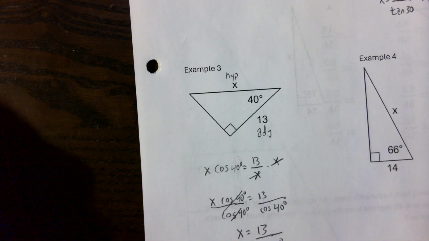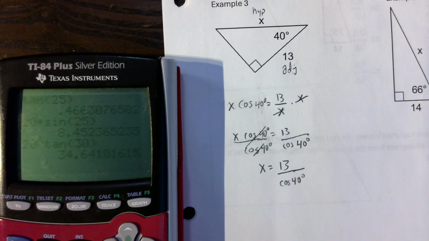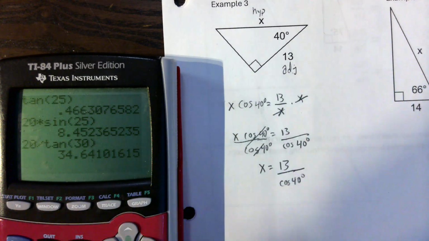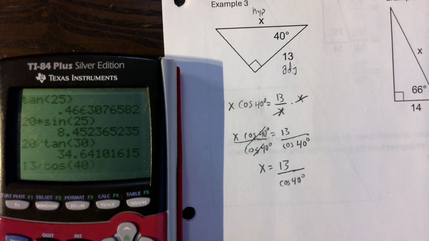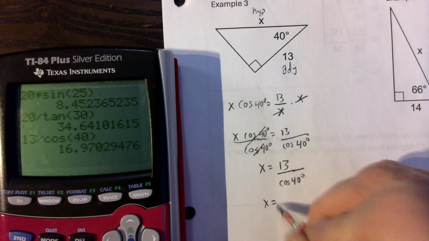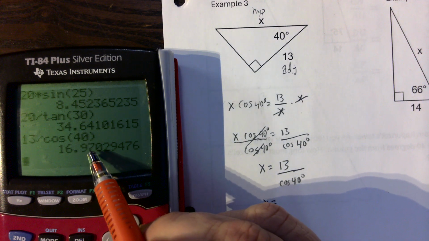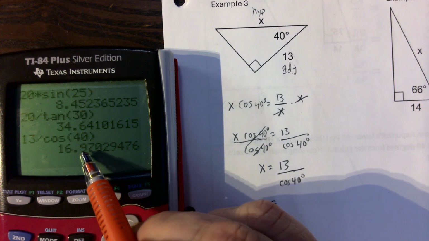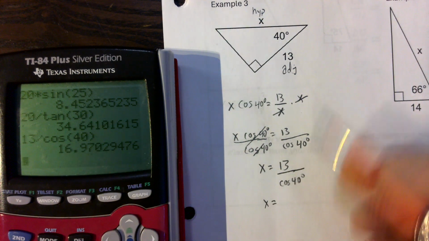Alright, that's a calculator moment, so we'll go ahead and pull the calculator over. For this one, we're going to have 13 divided by cosine 40 degrees. And that gives us 16.97. If I round that, the 7 rounds the 9 to 10, which means the 1 would carry over.